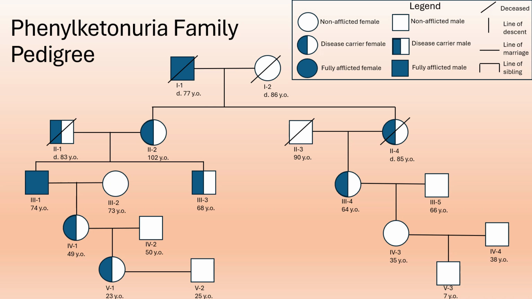If you see now on the right of the legend, if you see a slash going through any of these individuals, that indicates that the individual is deceased. The vertical lines indicate the lines of descent. So the older individuals start at the top and they work their way down to the younger individuals. Horizontal lines are lines of marriage.